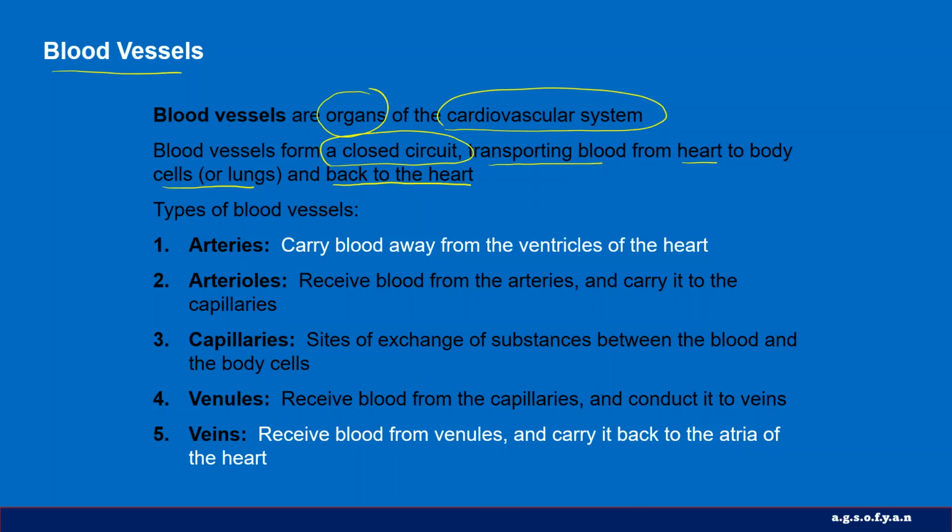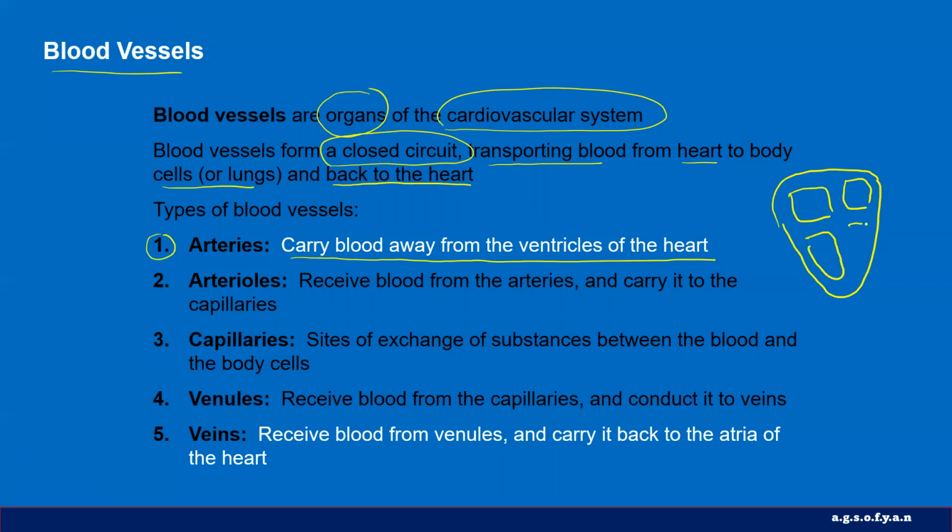There are several types of blood vessels. The first one is called the arteries. Arteries are blood vessels that carry blood away from the heart. So if we have a heart like this, and then 4 chambers: right atrium, left atrium, right ventricle, and left ventricle.